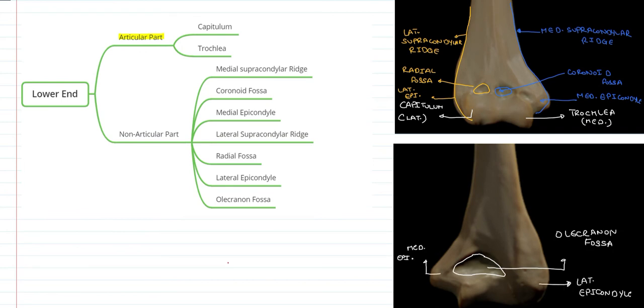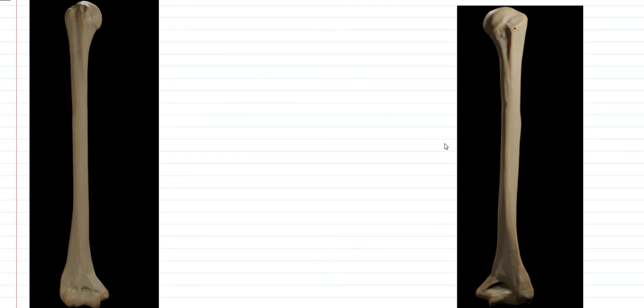Now let us take a look at the muscular attachments of the humerus. Here I have two images, one which represents the anterior surface of the humerus and the next which represents the posterior surface of the humerus. Before starting off, I want to mention that the blue color is used for the insertion of the muscles, whereas the red color is used for the origin of the muscles.